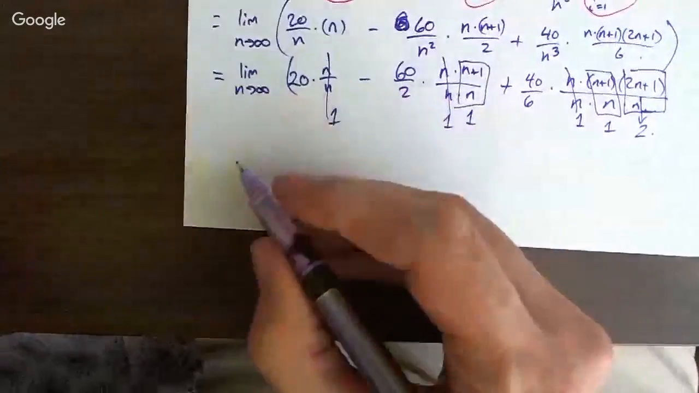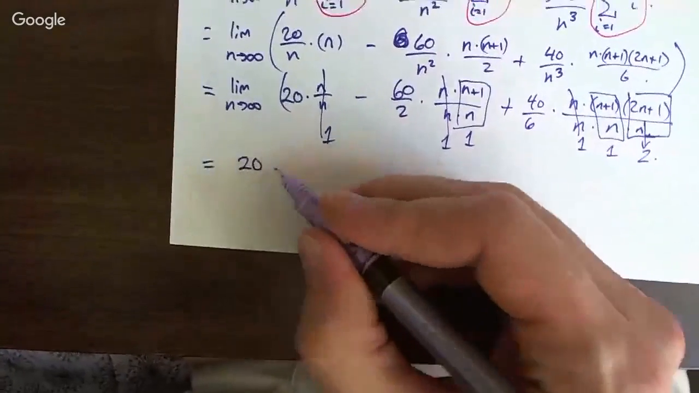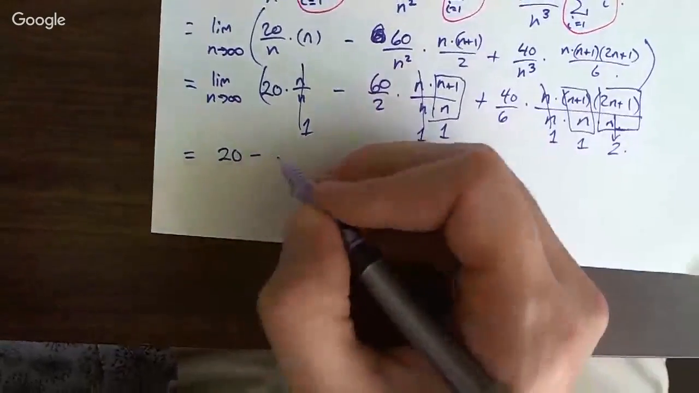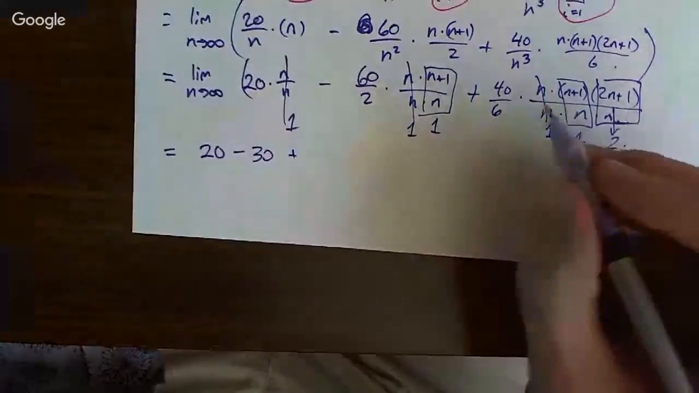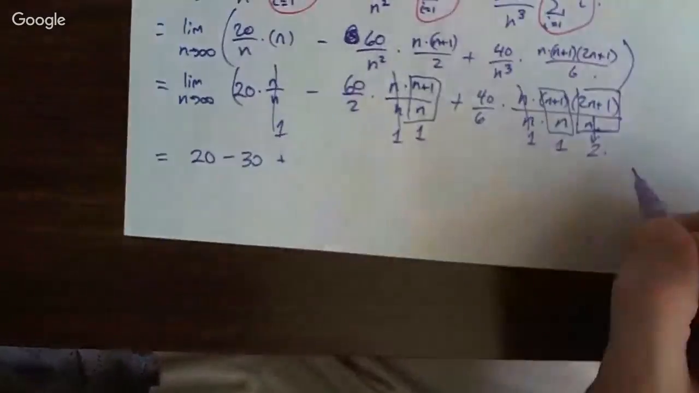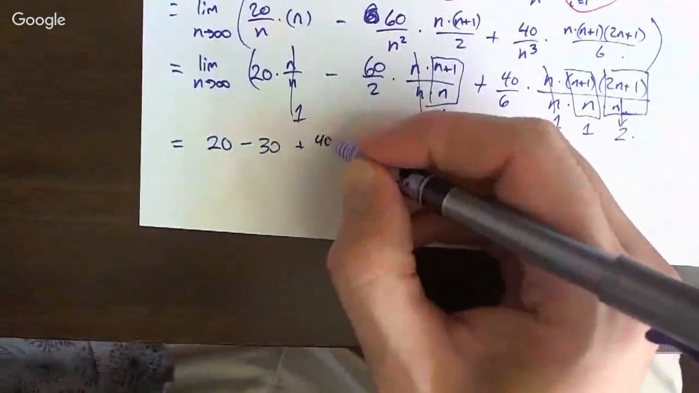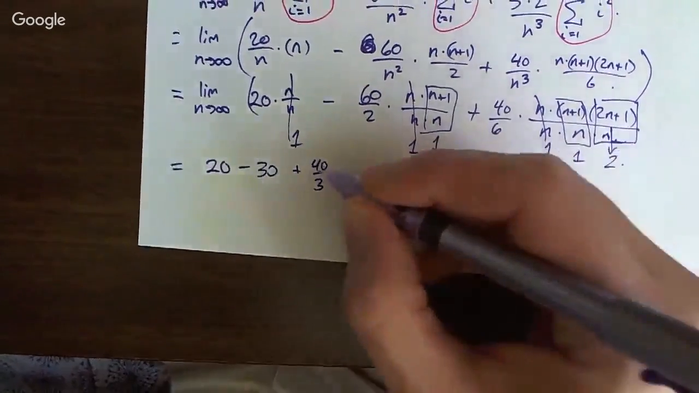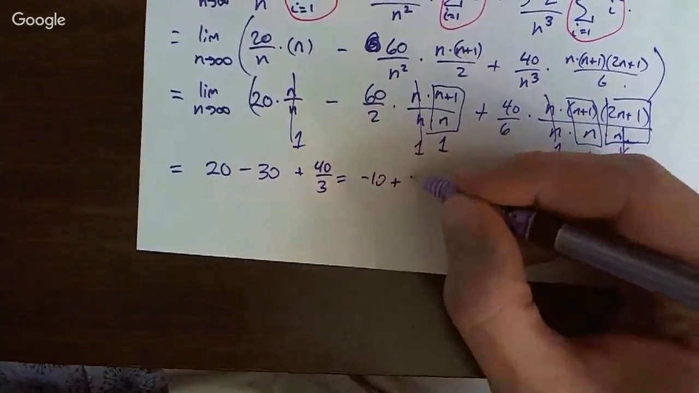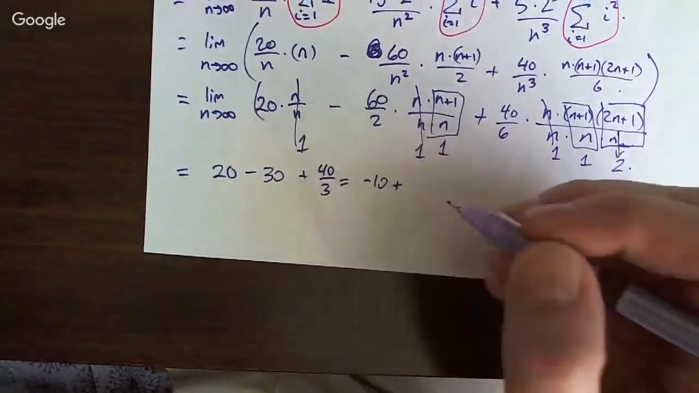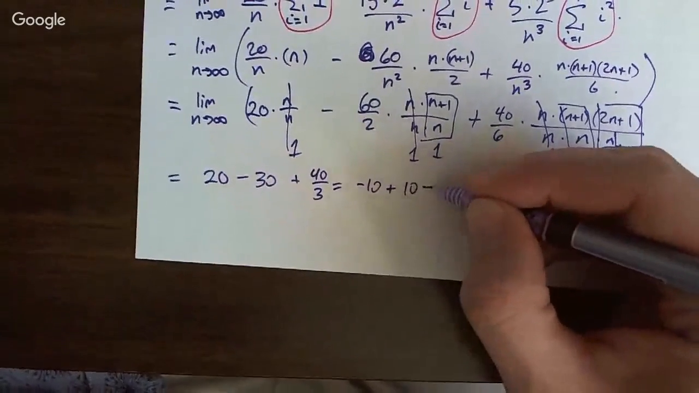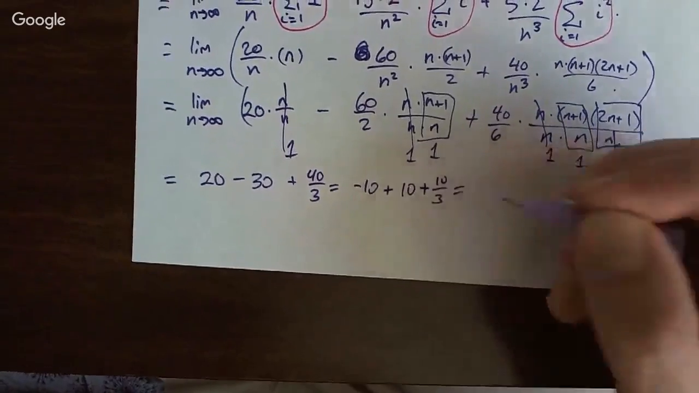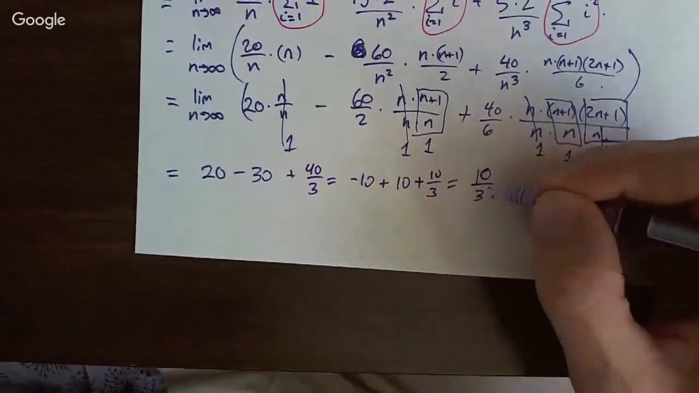So in the end, when we've taken this limit, the answer is going to be 20 minus 30 plus 40 over 6 times 2. That's 40 thirds. So that's negative 10 plus 40 thirds. Now 40 thirds is 30 thirds plus 10 thirds. So negative 10 plus 10 plus 10 thirds. And the final answer is 10 thirds.